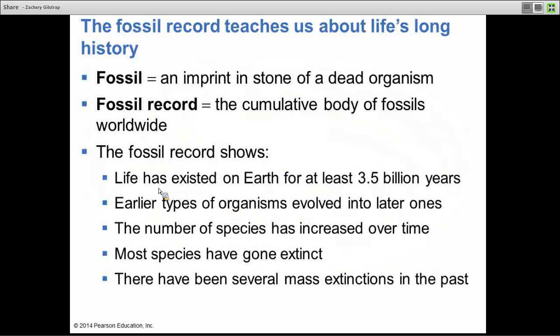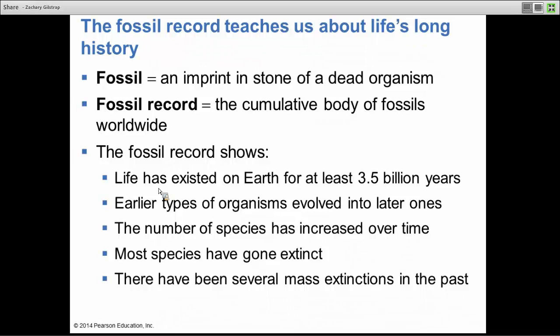The fossil record teaches us about life's long history. As organisms die, some are buried by sediment. Hard parts of their bodies, such as bones, shells, and teeth, may be preserved as sediments are compressed into rock. Minerals replace the organic material, leaving behind a fossil, which is an imprint in stone of the dead organism. The cumulative body of fossils worldwide is known as the fossil record.